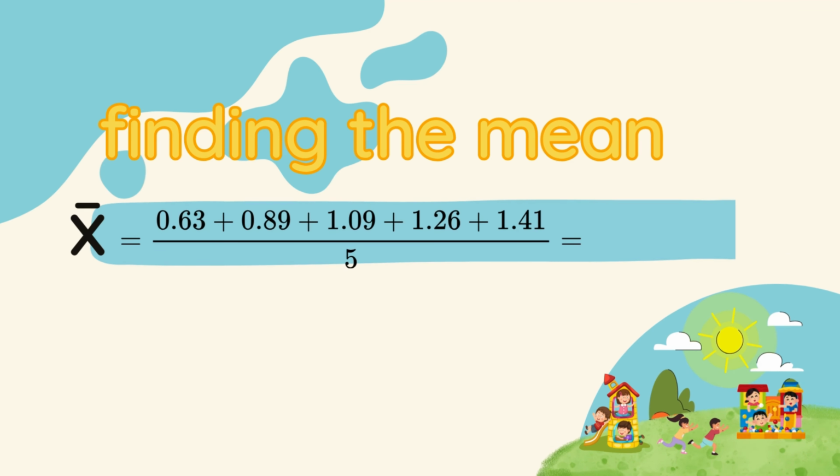Calculate the mean. First, you take all the periods from your dataset and add them together. For example, our periods like 0.63, 0.89, 1.09, 1.26, and 1.41 seconds. You would add those numbers to get a total. Next, you count how many periods there are. In this case, there are 5 periods. And lastly, you divide the total sum of the periods by the number of periods. This gives you the average or mean.